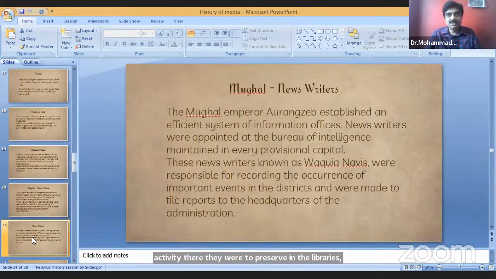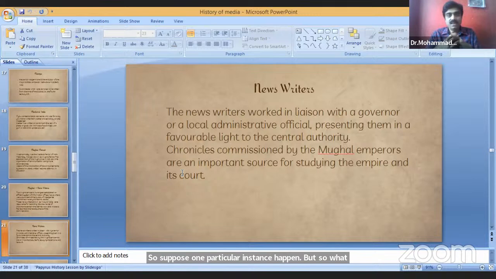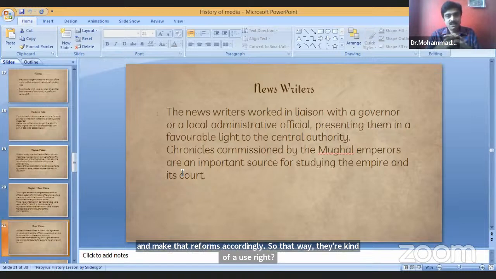Suppose one particular incident happened. They would see what measure the Raja, the ruler, had taken in order to understand the people of the local or provincial region better. According to that, he would be able to deliver his message based on the information provided by the news writers. He would take the information and make reforms accordingly. So news writers were given more prominence during this Mughal period.